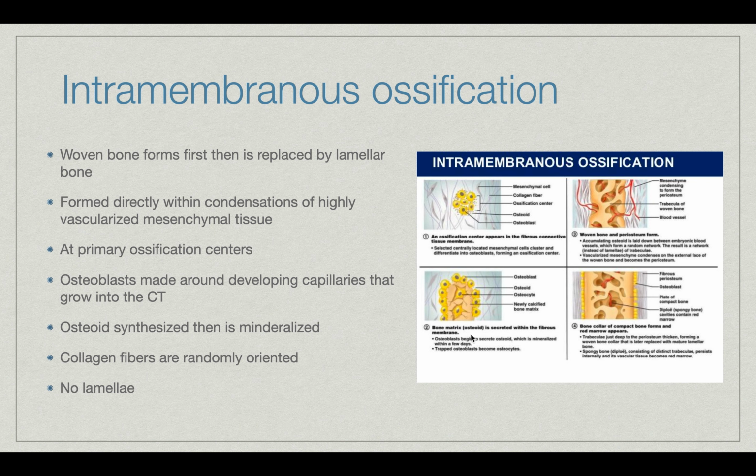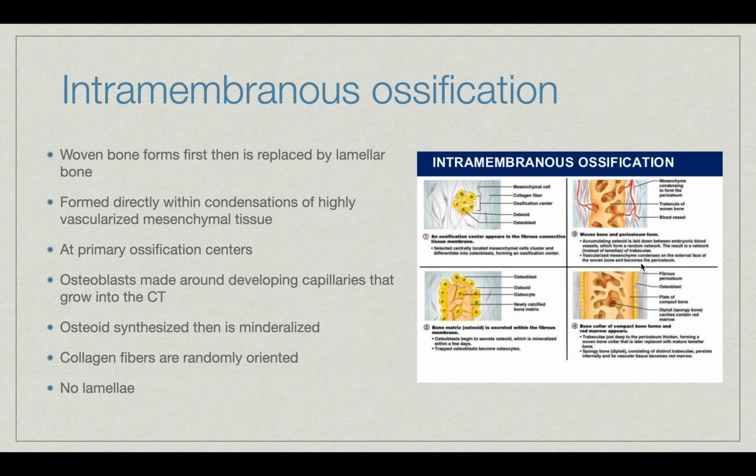Bone matrix, the osteoid, is secreted within the fibrous membrane, and the osteoblasts will start to secrete the osteoid, which is mineralized within a few days. And then the osteoblasts are trapped and they become the osteocytes. The woven bone is formed when the matrix is mineralized. Osteoid is laid down between the embryonic blood vessels, and that will form the random network. And then eventually it forms trabecula.